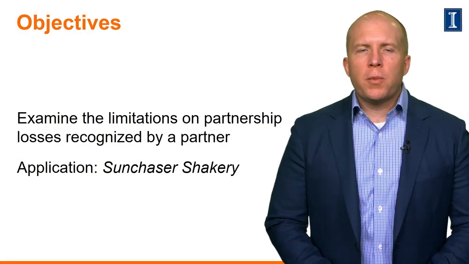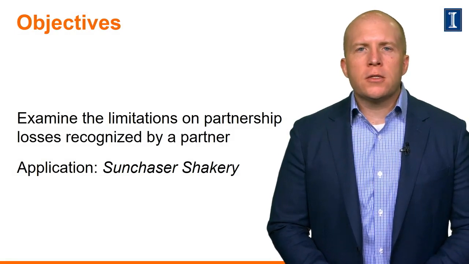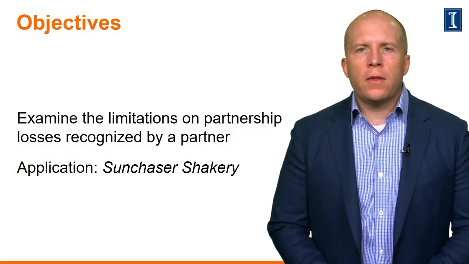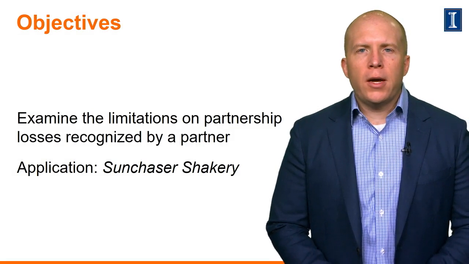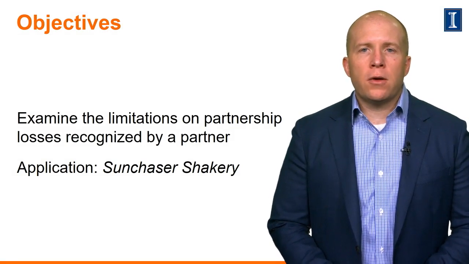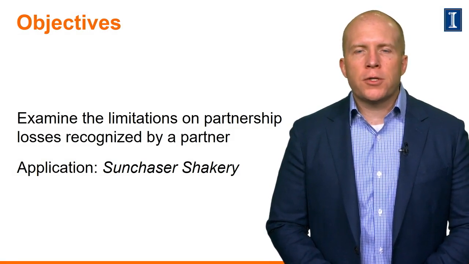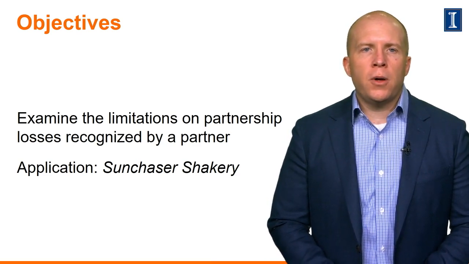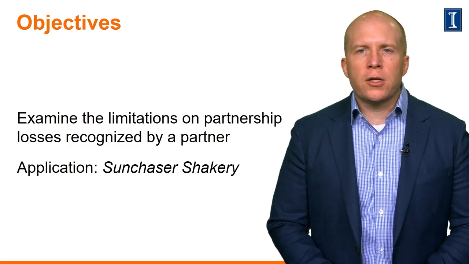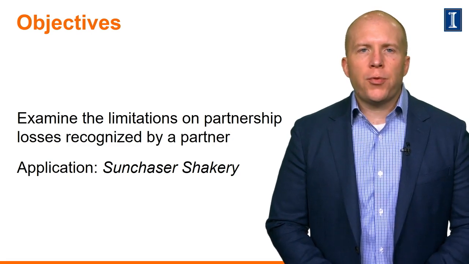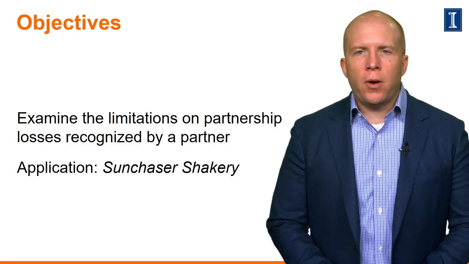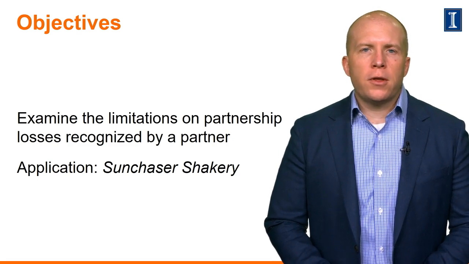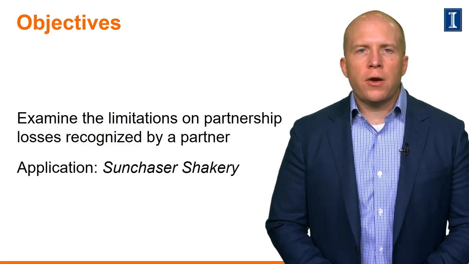As you know, a partner's proportionate share of partnership income and losses pass through the entity and are reported on the partner's tax return. Although income and gains are almost always recognized, there are limitations on the extent to which partners can recognize losses. If limitations apply, loss recognition is postponed until another event allows recognition. In this lesson, you will examine 3 different loss limitations that apply to partners in a partnership. After learning the concepts, you will apply them to Sunchase Shakery.